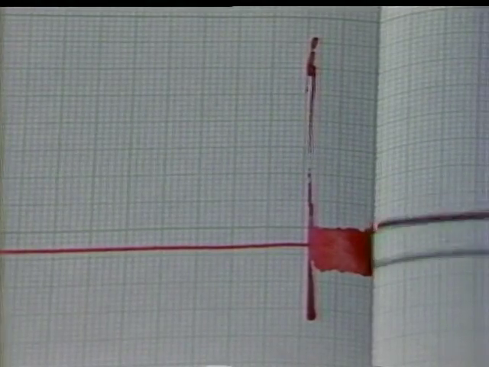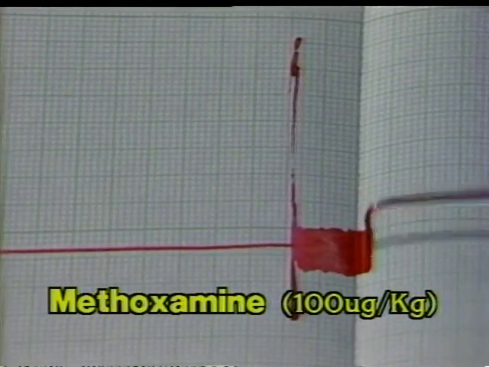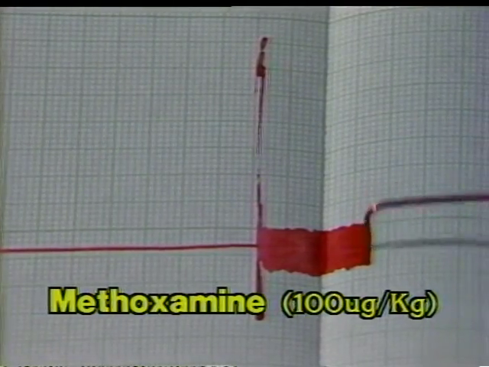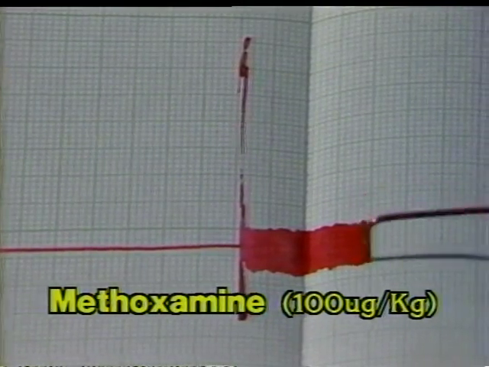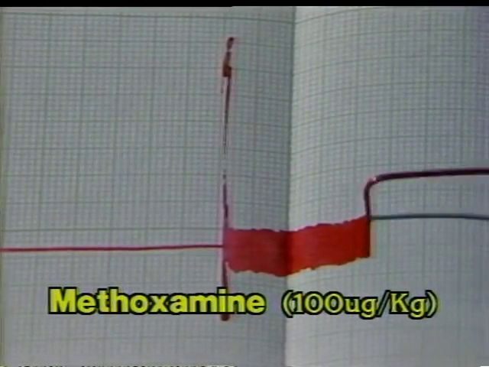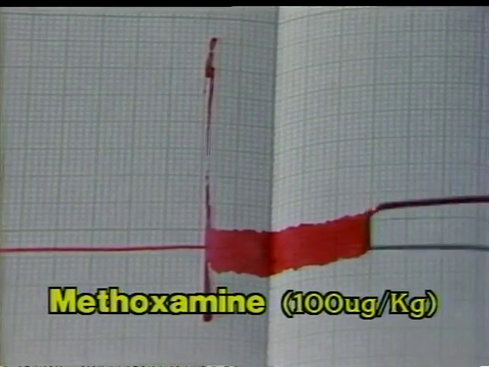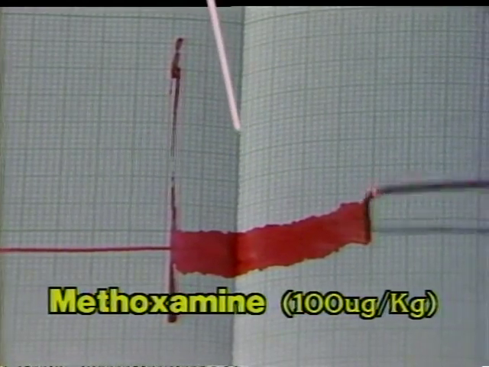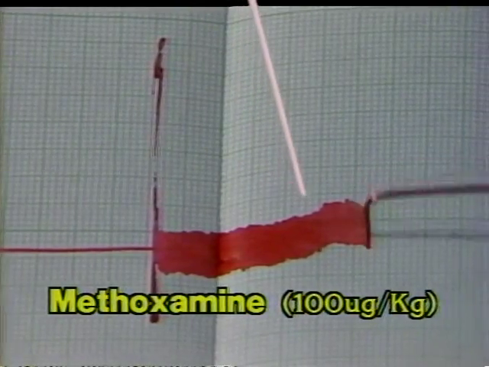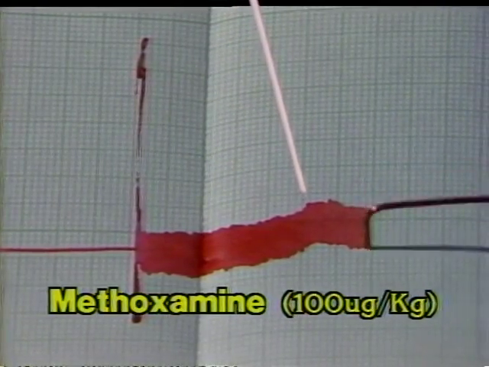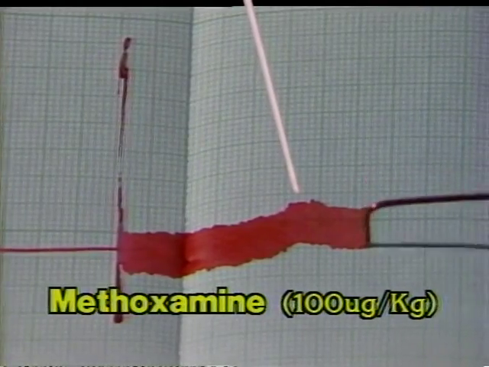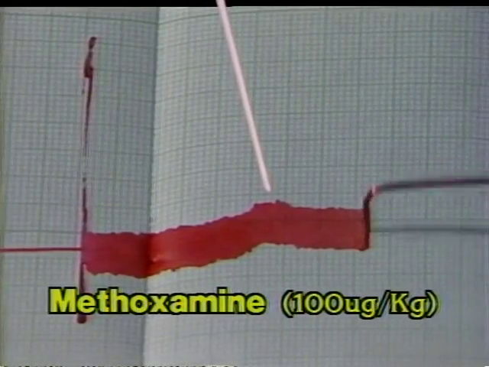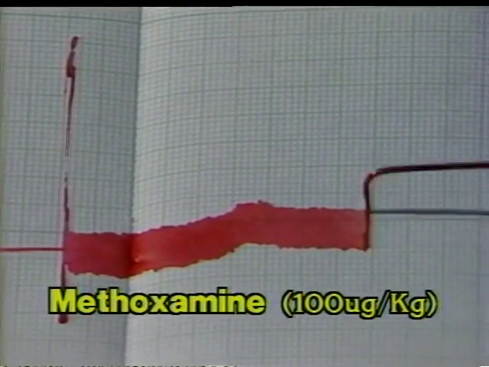Following infusion of methoxamine, a selective alpha-1 agonist, we would expect an increase in blood pressure due to the alpha-1 mediated vasoconstriction. As anticipated, following infusion of 100 micrograms per kilogram methoxamine, an increase in blood pressure was obtained due to the alpha-1 mediated vasoconstriction.